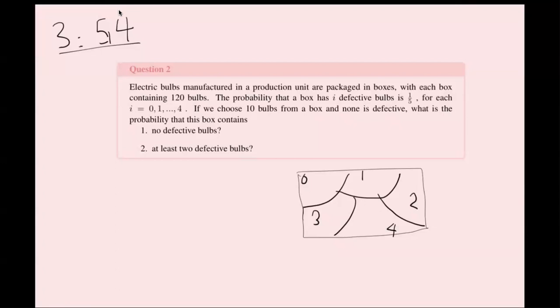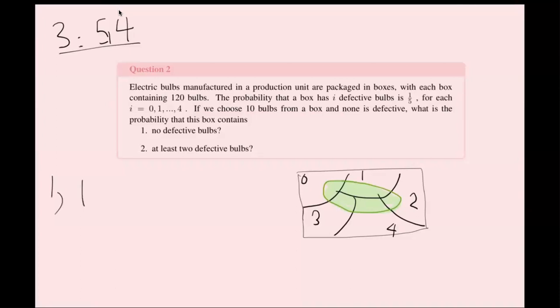And let's say you are having some event like this. The event in the green part represents the event that you sample 10 items from a box and none of them is defective. So that's what the green part is representing. For the first one, we know that we choose 10 bulbs and none of them is defective.